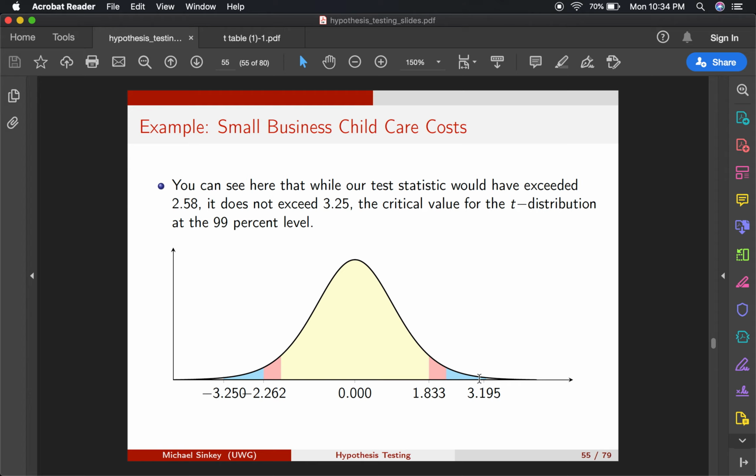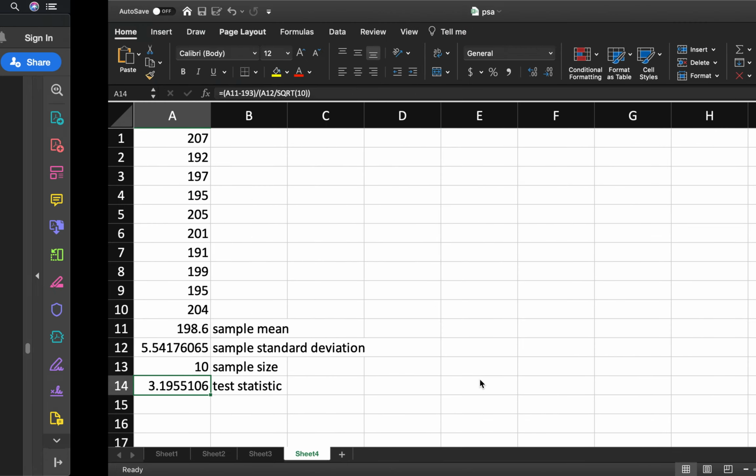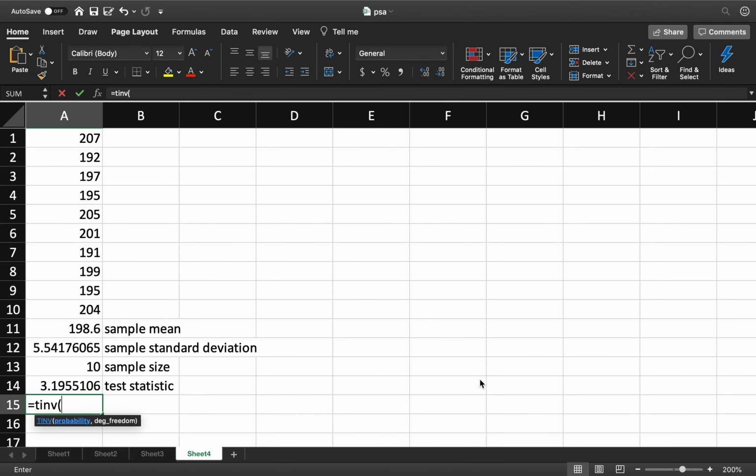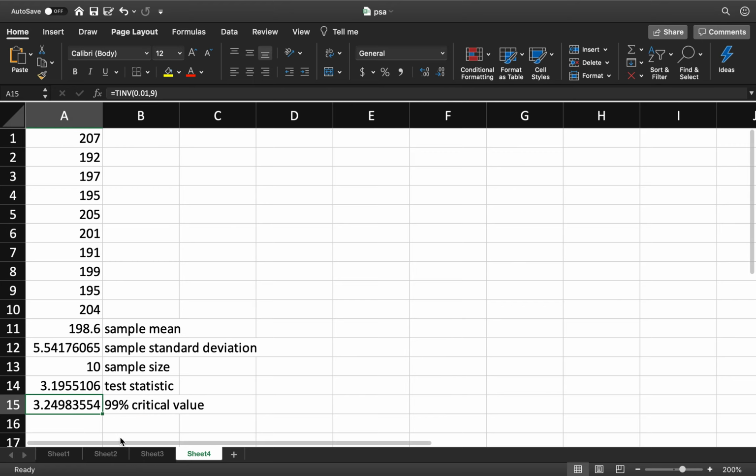That is the primary difference on this lecture. So we are now looking up different critical values associated with the t-distribution. Now, Excel doesn't compute one sample test statistics that I know of, but Excel will look up the critical values for you. So if I were to use equal t inverse probability degrees of freedom, I could do 0.01, 9 degrees of freedom, and it would give me the 99% critical value. So you have to construct the test statistic by hand, but you can actually use Excel to look up any critical value you want, which is kind of neat.